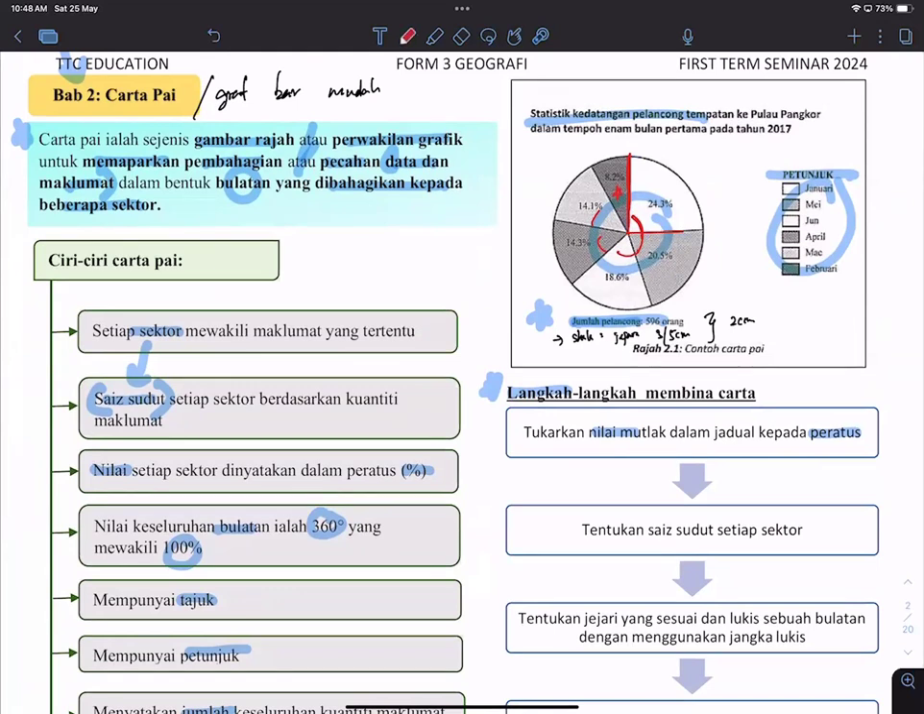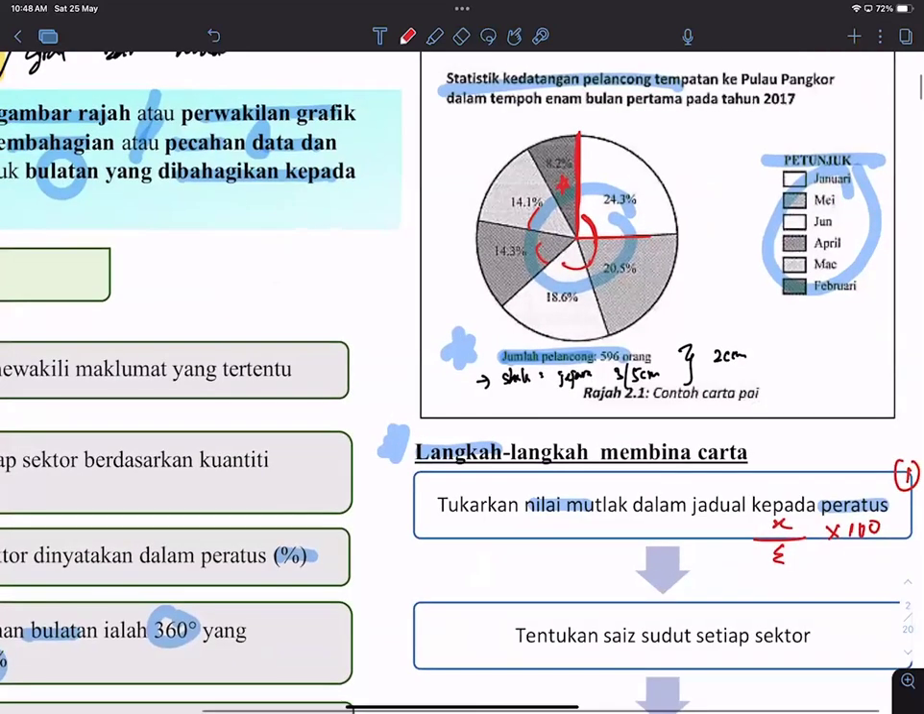The first is the peratusan, which means you multiply by 100 the x unknown number divided by the total number. This E, if you remember from the maths teacher, is known as jumlah tata. What's the jumlah tata? 596. Let's say we are trying to find January. Let's say January is around 125, so 125 divided by 596 multiplied by 100.